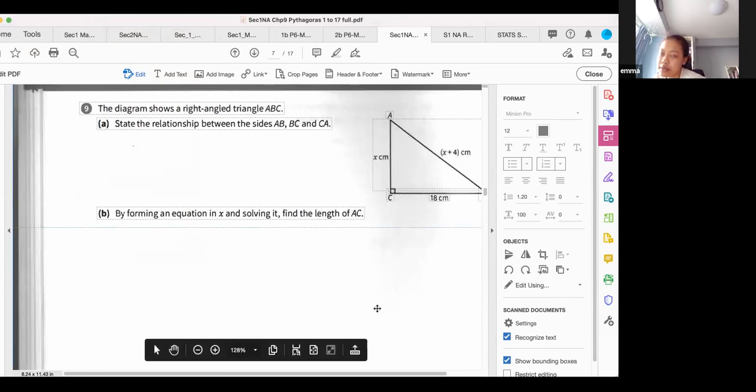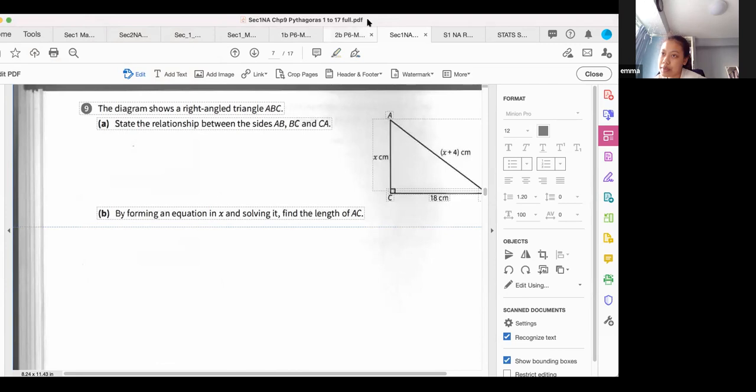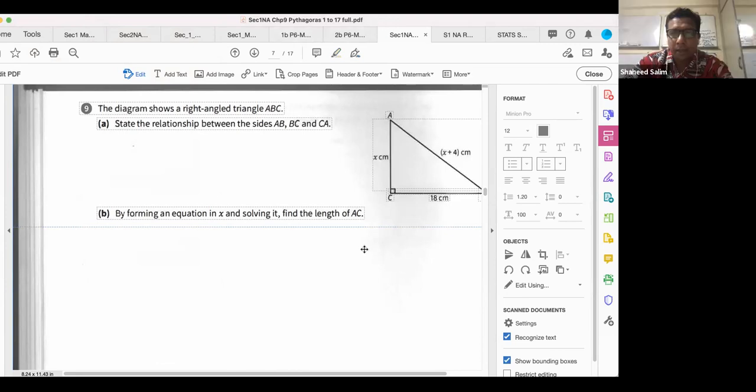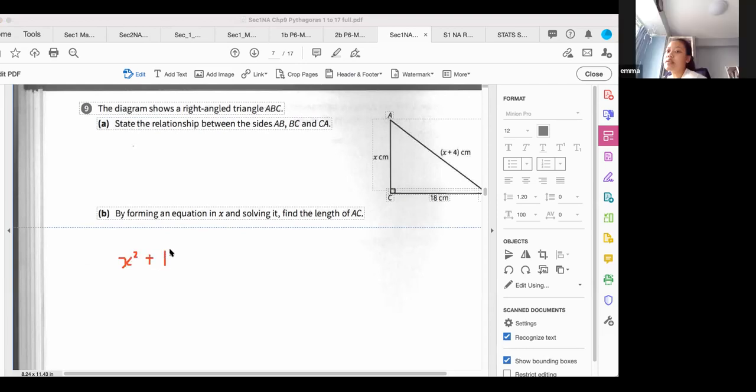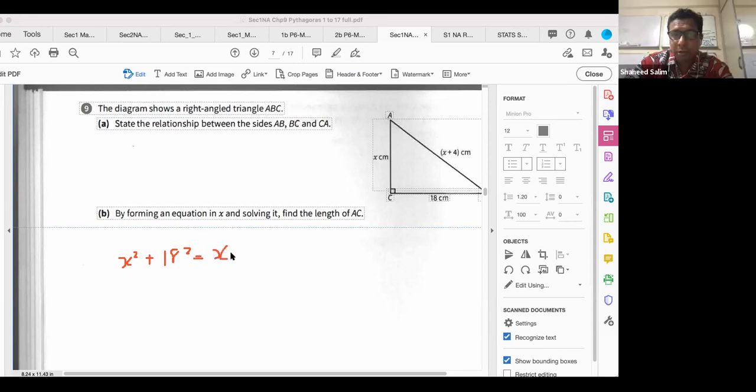x square plus 18 square equals x plus 4. Okay, can you solve it then? You solve it. Tell me again, what's your equation? x square plus 18 square equals x plus 4 square. Okay, so you have to expand this one. Can you solve it straight? You have to expand it out.